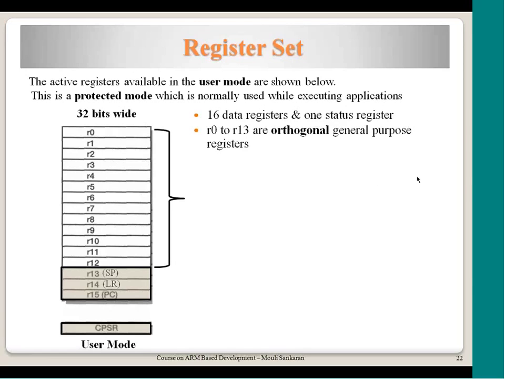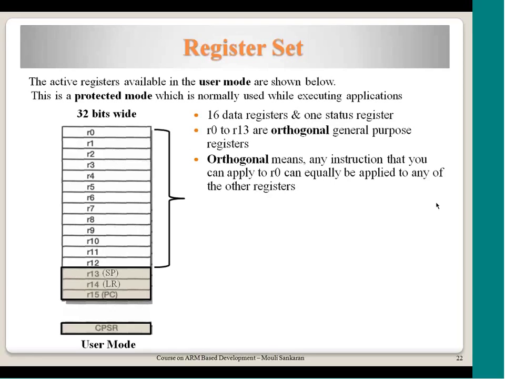R0 to R13 are orthogonal general purpose registers. What orthogonal means is that any instruction that you can do with R0 can be done with any other register. Suppose there is an add instruction, R0, R1, R2; you could also write it as R5, R6, R7. So these registers can be used in the instructions where one of them could be used. That means you can comfortably use them based on which is occupied by some other value and which one is free for you to use in your assembly instruction.